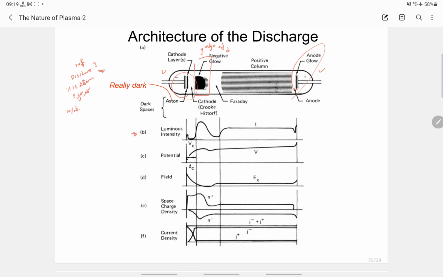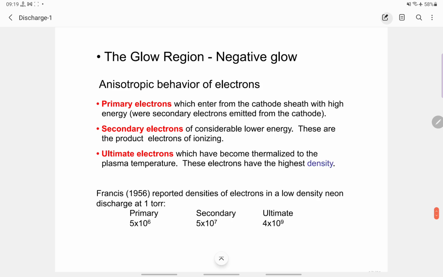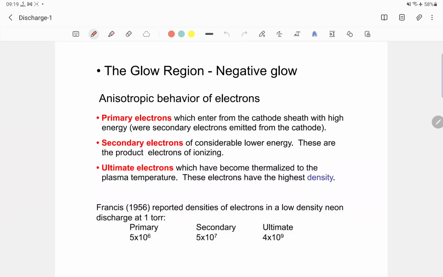Okay. So in the negative glow, the first thing I would like you to know is that there are different kinds of electrons. Basically there are high energy primary electrons, and then secondary electrons, and then the thermal electrons or ultimate electrons. Okay. So this is based on the process of how electrons come into the glow discharge system.